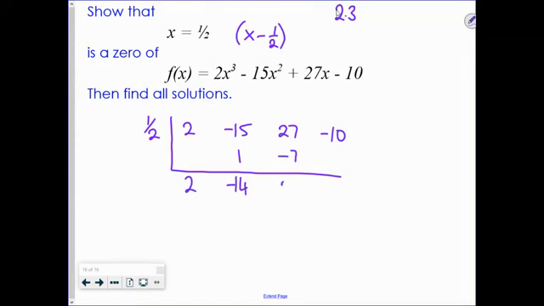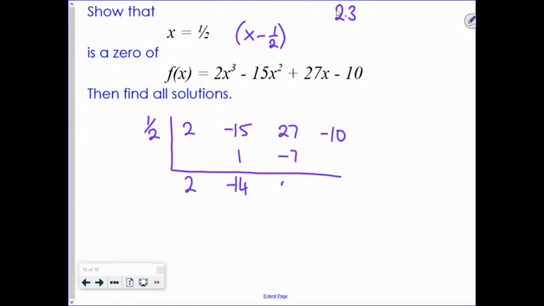It would also mean that it would be a solution to the equation. If this word hadn't said it's a zero, if it had said it's a solution, it would be a solution to the equation 2x cubed minus 15x squared plus 27x minus 10 equals 0. It would be a solution to that, because how you would normally solve that is you would factor it.